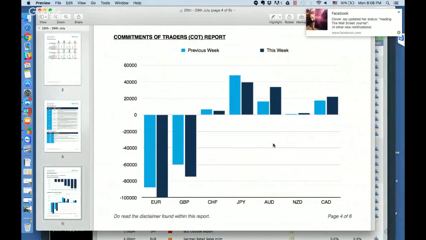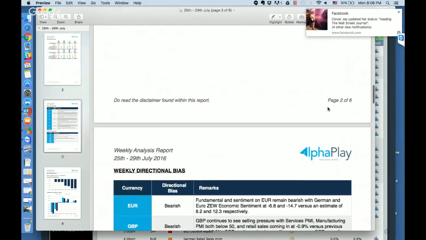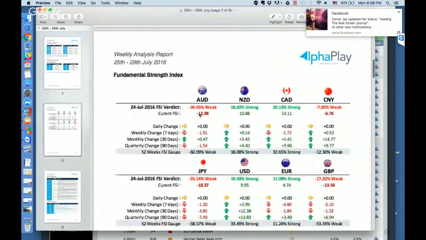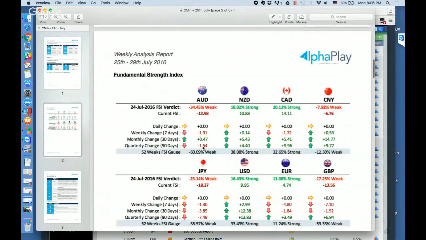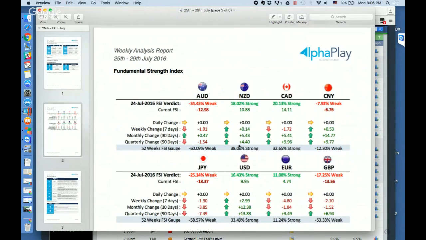What we are seeing is there are additional long positions being added for Aussie, Kiwi, and Canadian. But if you look into the fundamental data, let me just scroll up. You can see Aussie is currently still contracting. Kiwi is slightly on the positive side, and CAD as well.